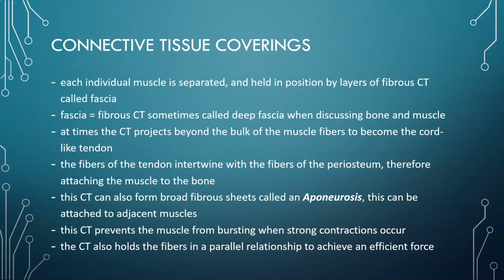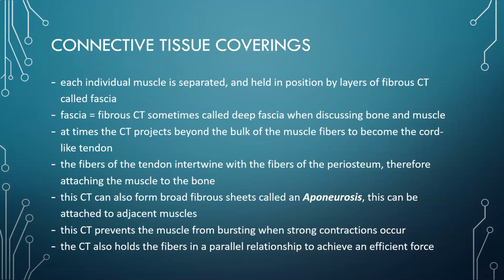So as we move down into the deeper parts of it, we say that each individual muscle is separated and held in position by layers of fibrous connective tissue called fascia. And you've heard me use that term. I'm sure you've heard it in the lab a number of times. Fascia, fibrous connective tissue, is sometimes called deep fascia when we look at bones and muscles. And as I've said, at times this connective tissue projects beyond the bulk of the muscle fibers to become what we know as the tendon. And the fibers of the tendon intertwine with the fibers of the periosteum, therefore attaching the muscle to the bone.